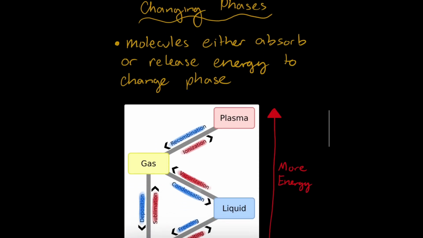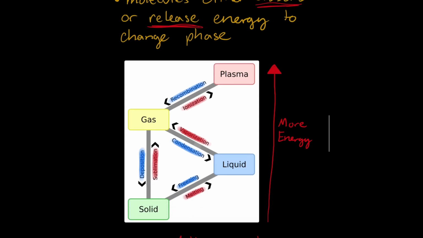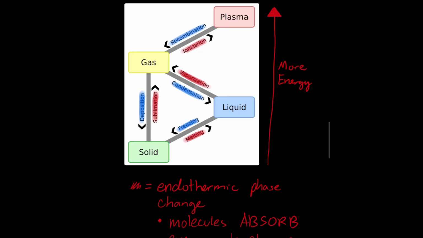All right, so we've talked about the different phases. Now let's talk about phases and how they change, right? Because one sample, as we know, let's say water, can be in solid state or liquid state or gaseous state or whatever. And to change phase, those molecules of water are either going to absorb or release energy to change phase. So, looking at this diagram, we can see that as we travel up the diagram, we are gaining energy.